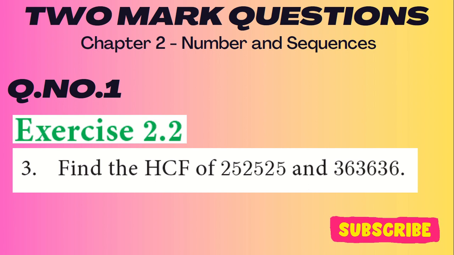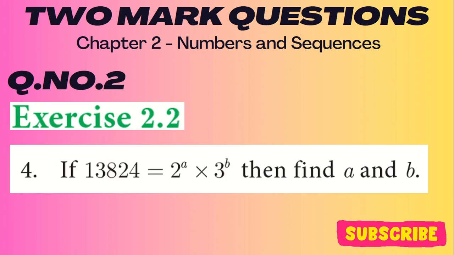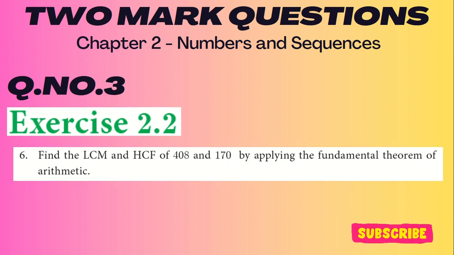Let us go to question number 2. Question number 2 is exercise 2.2, fourth sum: if 13824 is equal to 2 power a into 3 power b, then find a and b. I'll repeat once again: if 13824 is equal to 2 to the power of a into 3 to the power of b, then find a and b. Let's go to the next question.